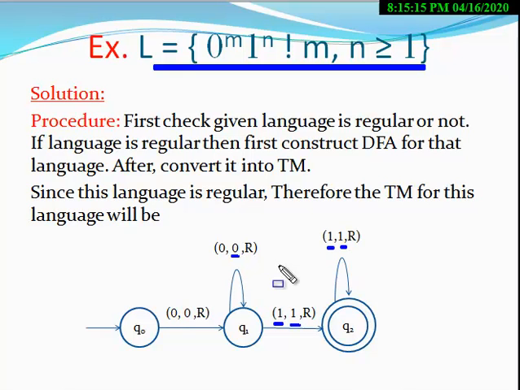The third will always be R. That is, you must not change R to L. There is no place where L will be applied. Clear? So you have to apply this procedure for constructing a Turing machine corresponding to a given language.